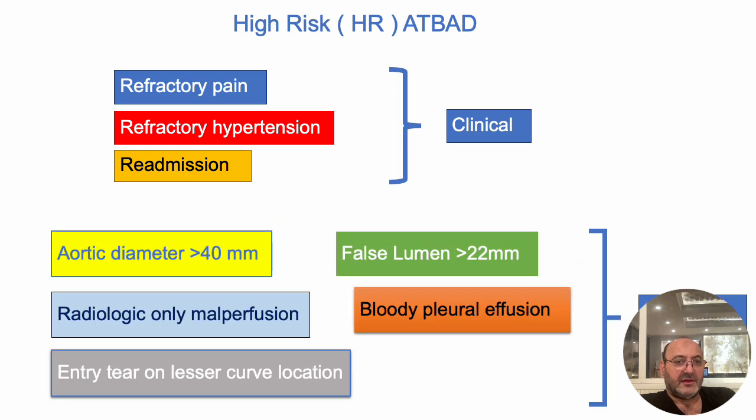And there are radiographic high-risk features, such as aortic diameter more than 40 millimeters; radiographic-only malperfusion, which is usually a big false lumen with a small true lumen in the abdomen or the paravisceral area or wherever it is, or a very narrow, atretic true lumen, which is considered radiographic malperfusion; entry tear on the inner curve location; bloody pleural effusion; and false lumen more than 22 millimeters. These are high-risk features.